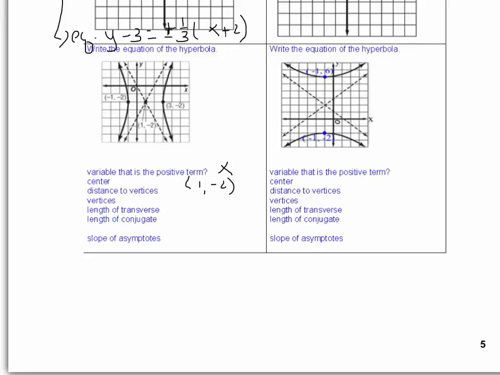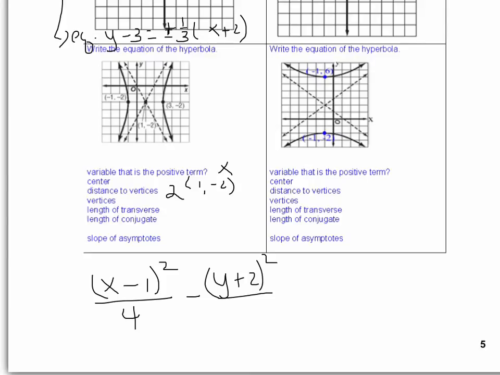The distance to the vertices is 2. So that means that we're going to have x minus the x value of the center squared. That's going to be our positive term over 2 squared. The distance to the vertices squared is 4, minus y plus 2 squared. That's again to the center.